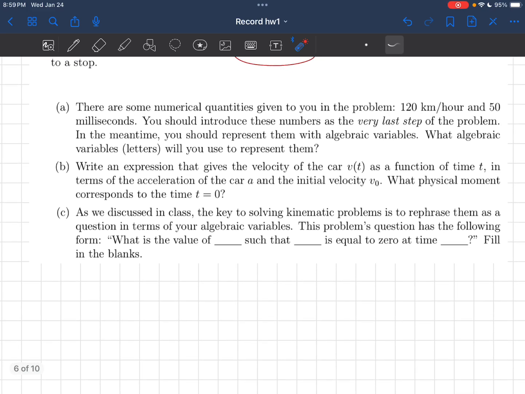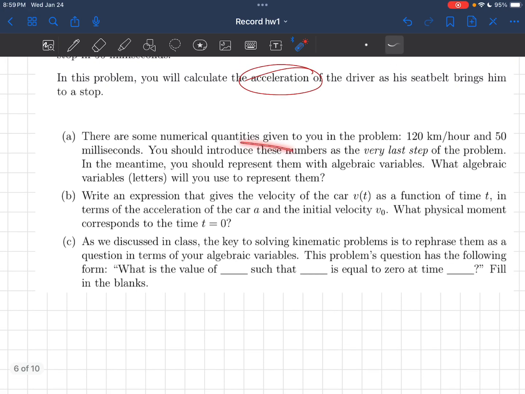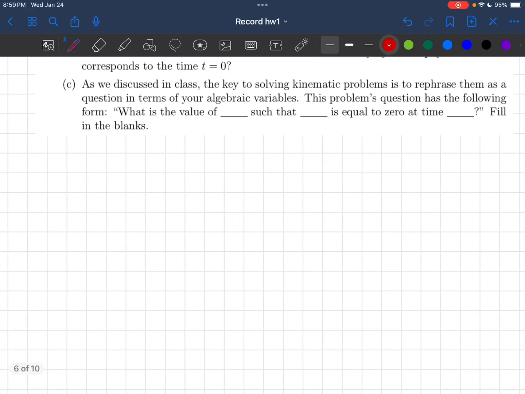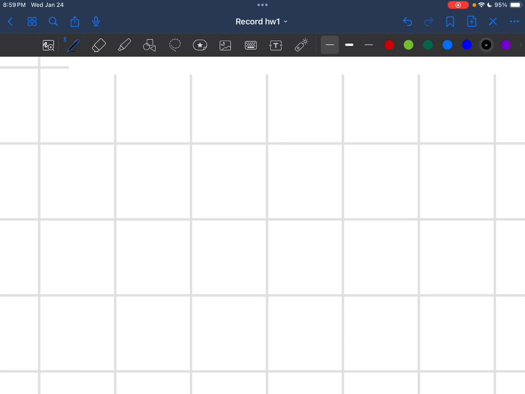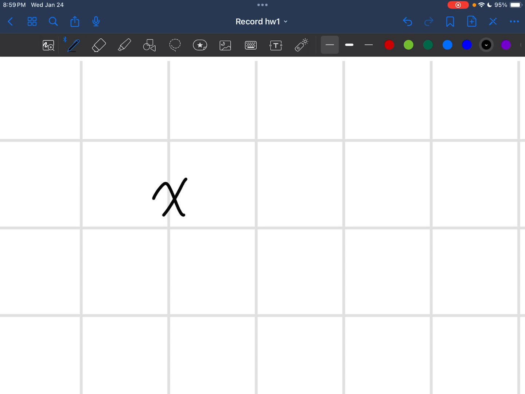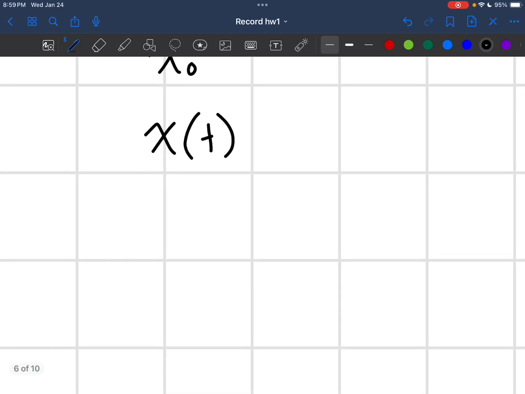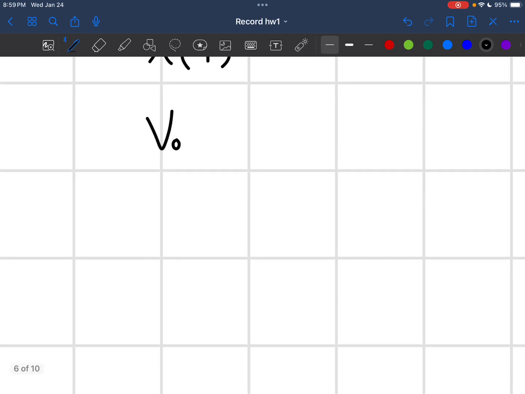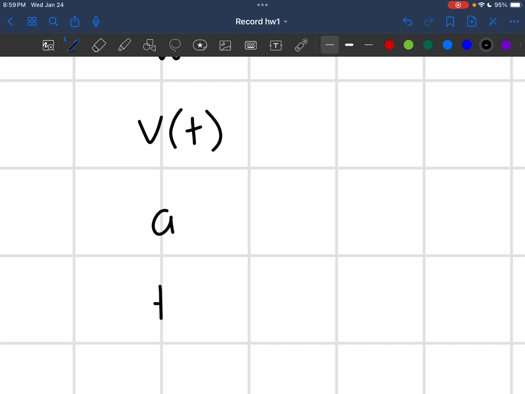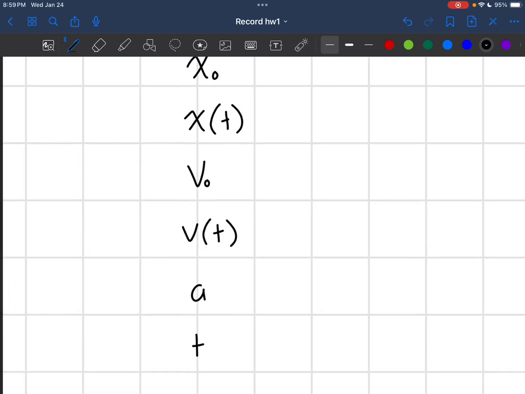Right? So we have to first figure out what variables we're going to use to represent them. When I'm doing a kinematics problem, I have some variables to choose from. I have my initial position. I have my position at the time t. I have my initial velocity. I have my velocity at the time t. I have my acceleration, and I have time t. All right?